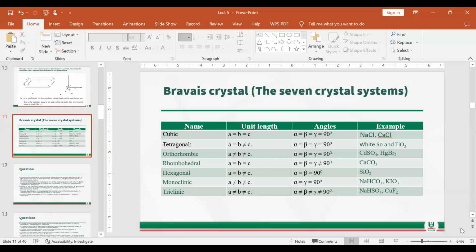Hexagonal, the angles are equal to 90. So now let's proceed. The question comes out: will orthorhombic be it? No. Will rhombohedral be correct, even though the angles are not equal to 90 degrees? Yes, all these angles are equal because you can see alpha is equal to beta is equal to gamma. Although it's not equal to 90, they are equal.